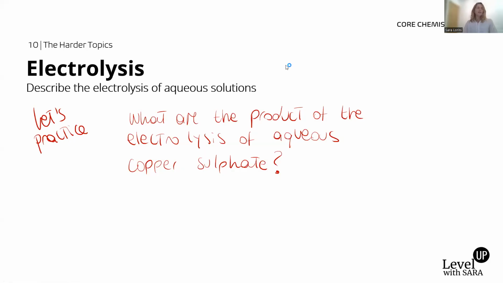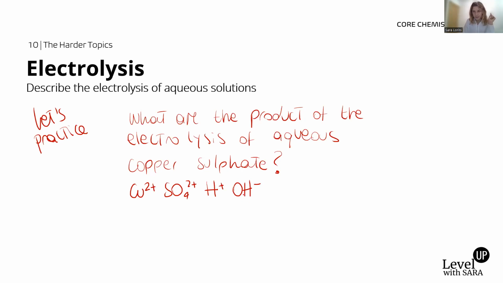You can give it a go at this question and see if you can work out the products at each electrode of the electrolysis of aqueous copper sulfate. Pause the video and then when you're ready, play back to hear the answer. First step, let's list the ions that are present. So copper sulfate means that we have copper and sulfate in aqueous solution. So we're going to have hydrogen ion and the hydroxide ion.